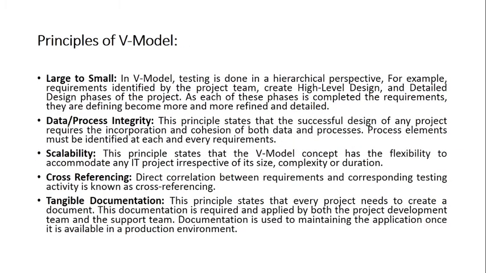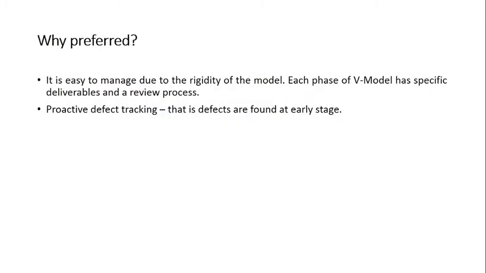Then finally, tangible documentation. Tangible means which is measurable in nature, which keeps on changing, it's not rigid. The principle states that every project needs to create a document. This documentation is required and applied by both the project development team and the support team. Documentation is used for maintaining the application once it is available in a production environment. So ultimately it is going to produce documentation again.